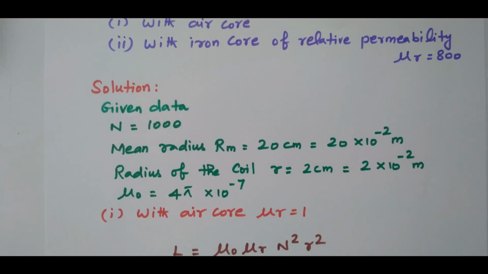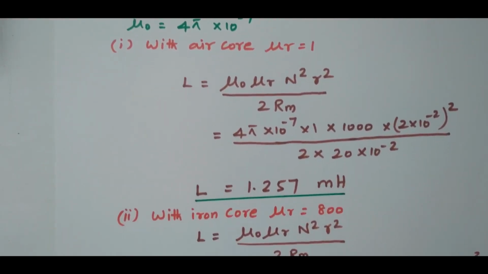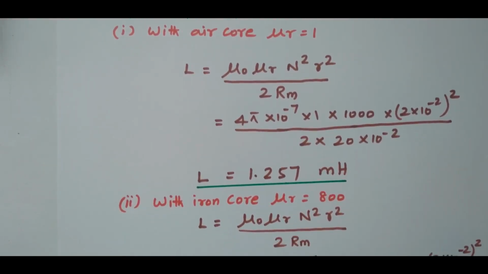Right? Now we'll go to the first condition, with air core, mu r equal to 1. Air core means the mu r value will be 1. Now we'll see the expression for the inductance of a toroid. The inductance of the toroid is mu naught mu r n square r square divided by 2 rm. Just before, we got the derivation for this inductance of a toroid.